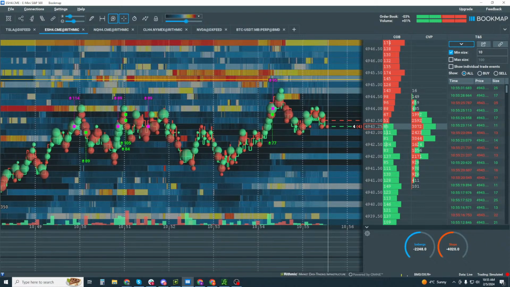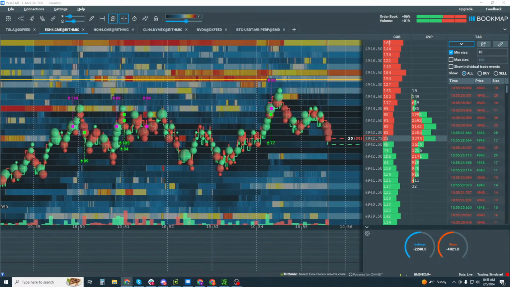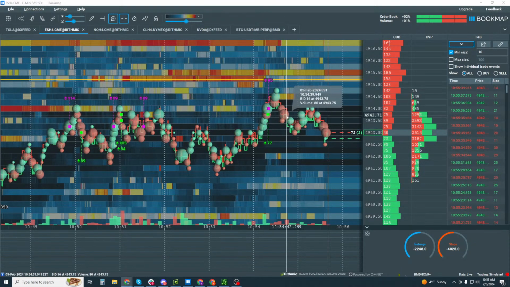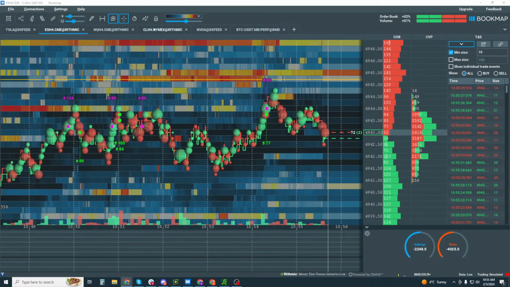You want to take a look at NQ? Sure. You can take a look at NQ. Let's jump over.